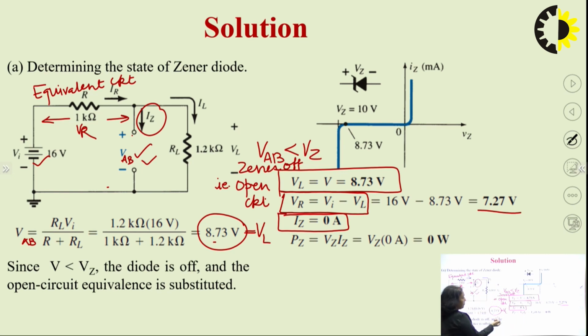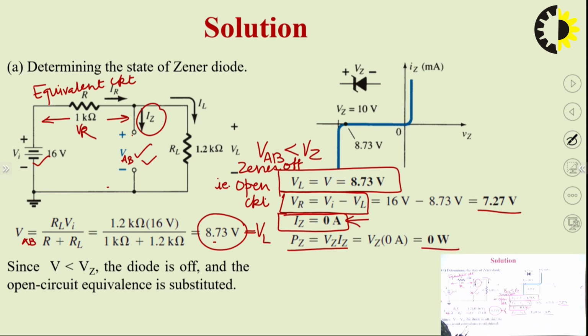And what will be the power? Power is nothing but the voltage multiplied by current. So, across the Zener, power will be equal to the Zener voltage times Zener current. And Zener voltage is 10 volts, but the current across the Zener diode is 0. So, power will be equal to 0.